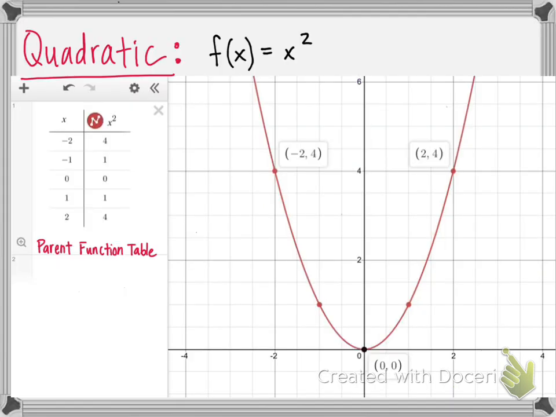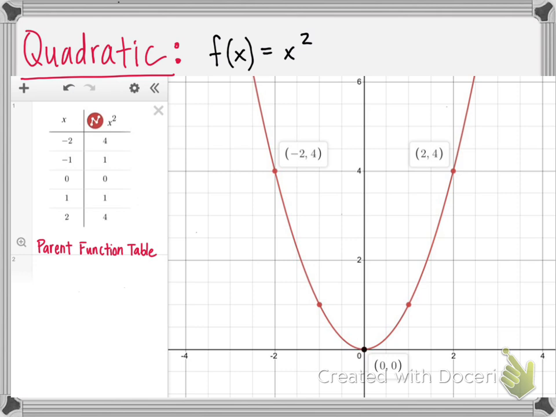So some parent functions we're going to review today. We have quadratic. Remember, that's f of x is equal to x squared. You can also say y is equal to x squared. And what I want you to notice on the left-hand side is that parent function table, right? The parent function table, there's something to think about. Right, I want you to think, what's going on where it says x to the power of 2? Under that column, what's happening?